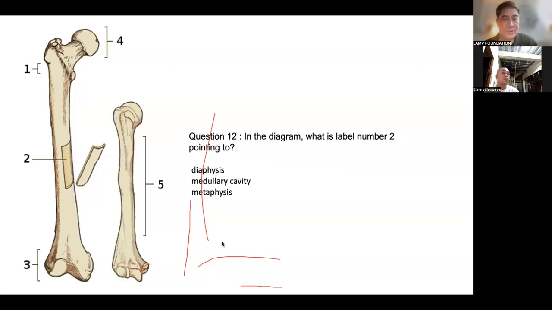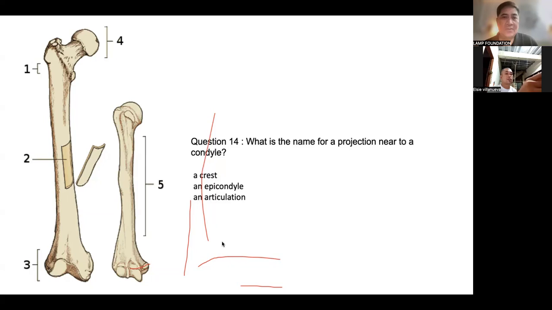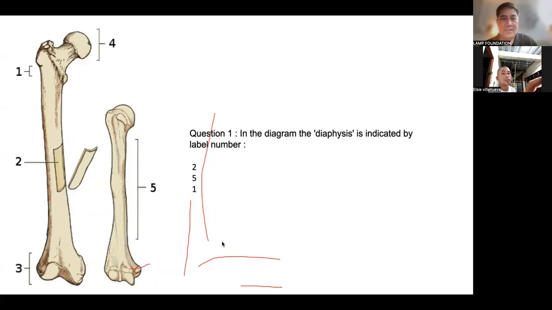What is label number 2? Medullary cavity. A small projection or bump is an eminence. A projection near to a condyle is an epicondyle. A small flattened articular surface is a facet. Diaphysis is what number? Number 5.